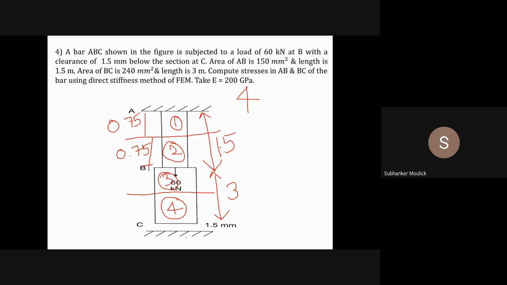Similarly, if I am dividing this vertical bar BC again into 2 equal elements, and I know that the entire length of BC is 3 meter, can you tell me the individual length of element number 3 and 4? Sir, 1.5, 1.5. Yes, very good. So element number 3 is of length 1.5 meter and element number 4 is of length 1.5 meter. So I got the length of 4 different elements. Is it clear? Any doubt so far?